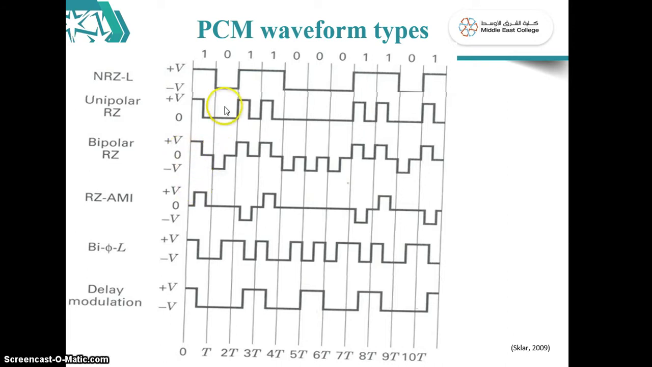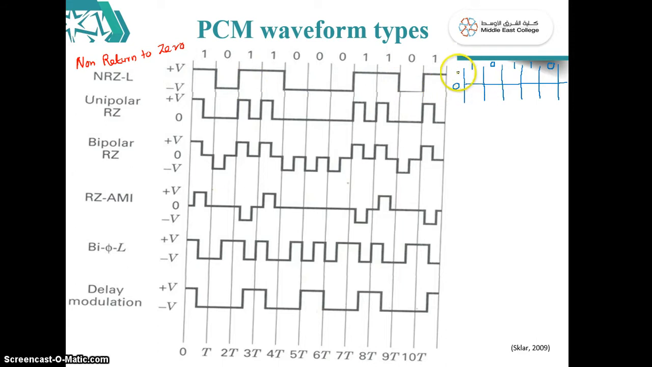Now we'll see each waveform and how to draw it. Suppose you are given the sequence 1 0 1 1 0 0. Now we have to represent it in NRZ format. NRZ means non-return to 0. Now how can you draw that? So here you have to represent 1 0 1 1 0.